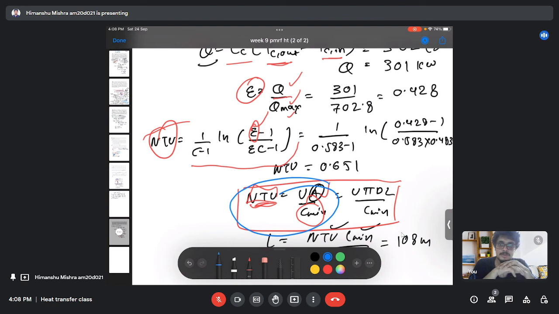So we have solved almost every question from the heat exchanger. Last week we used the log mean temperature difference method, and today we have used the NTU method to find the area or the dimensions. So next week we will be solving some problems related to evaporation and boiling, and some basic problems related to radiation heat transfer.